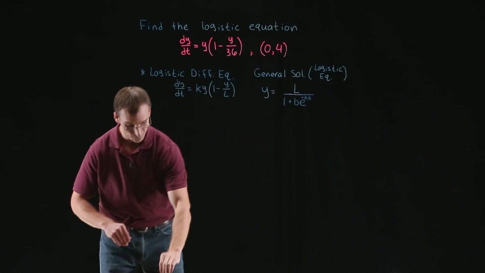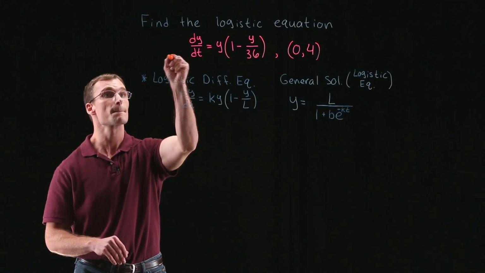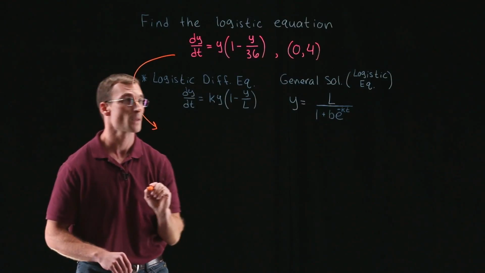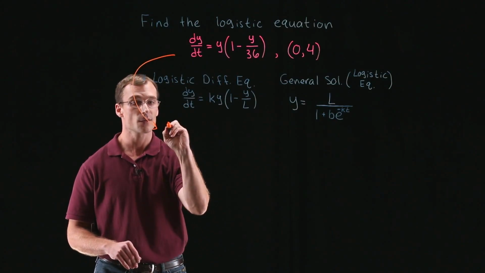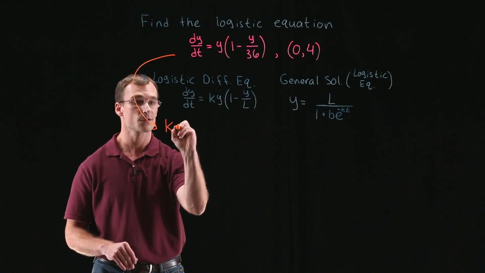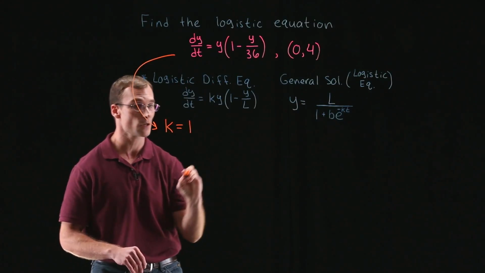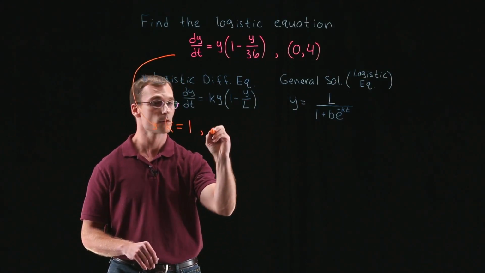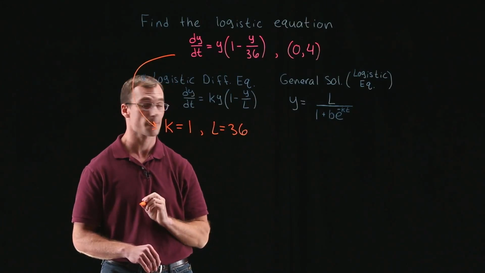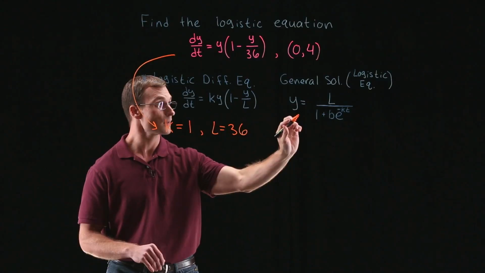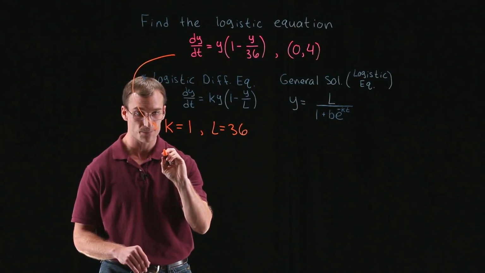So how are we going to start? Well, looking at our formula here, we see that essentially what we have is a logistic differential equation. This implies, for starters, that our value of k is going to be equal to 1, since we just have y by itself, and our value of L is going to be equal to 36.